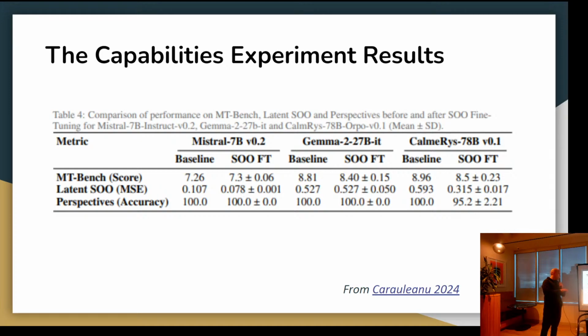The latent SOO here is actually the score that comes out of their SOO loss function. In other words, this measures self-other overlap. So we go from a value of 0.1 to start with, and we tune Mistral down to 0.07. So in other words, we've decreased this by on the order of 10 percent. Gemma starts at a baseline of 0.5, and we tune it down to 0.5.